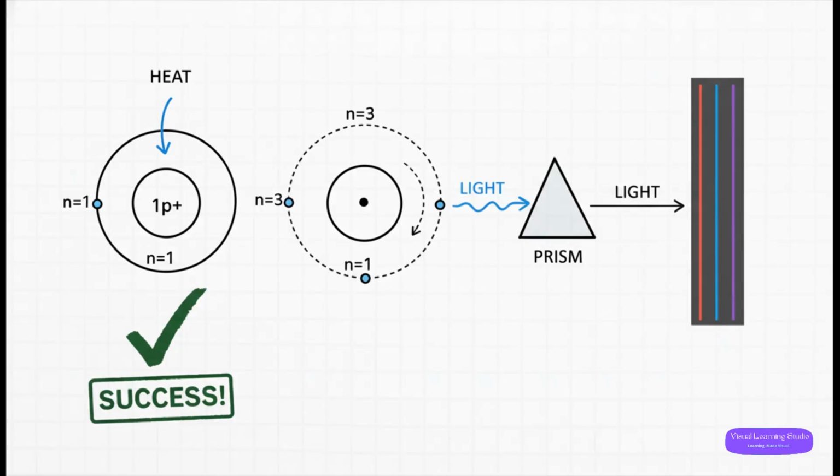And here's the crazy part. For a super simple atom, like hydrogen, which only has one electron, Bohr's model was a home run. It worked perfectly. It explained exactly why hydrogen gas glows with very specific colors when you heat it up. It was a massive breakthrough.